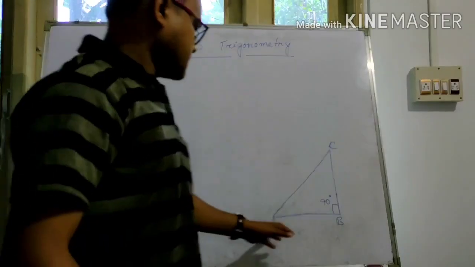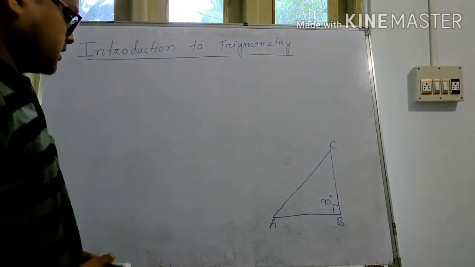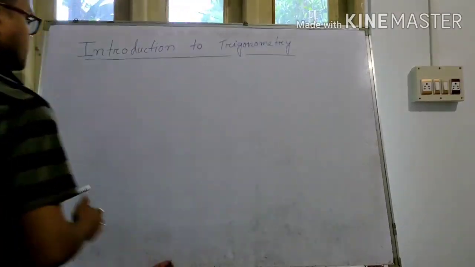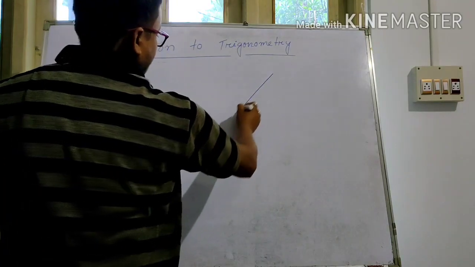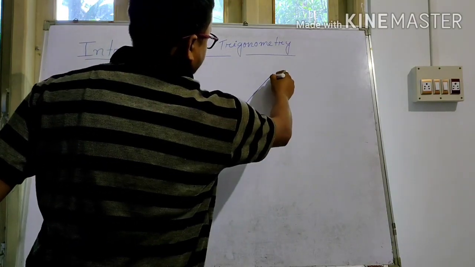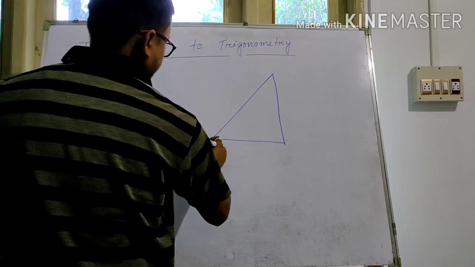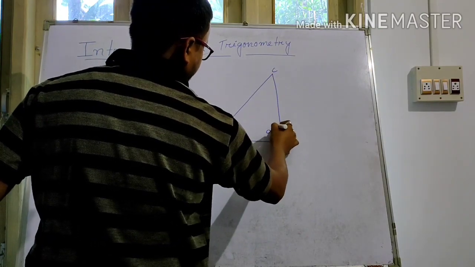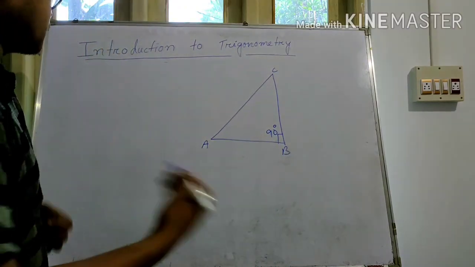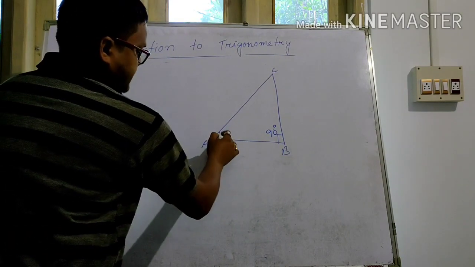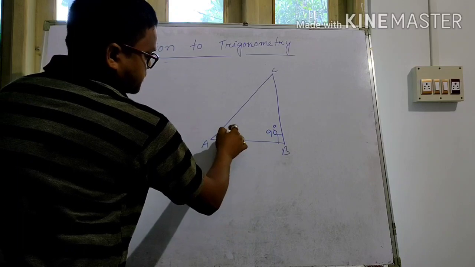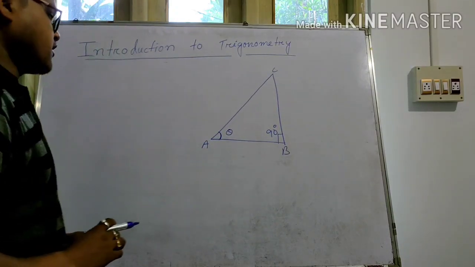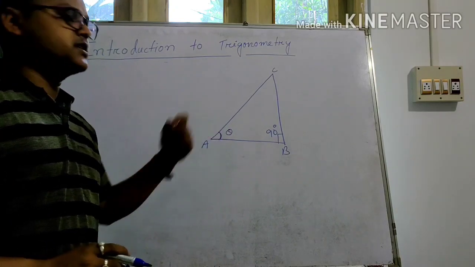So we consider a right angle triangle ABC. Here it is 90 degrees. You have to find the trigonometric ratio according to an angle. Suppose this angle is theta. Now you have to find the trigonometric ratios of this angle.